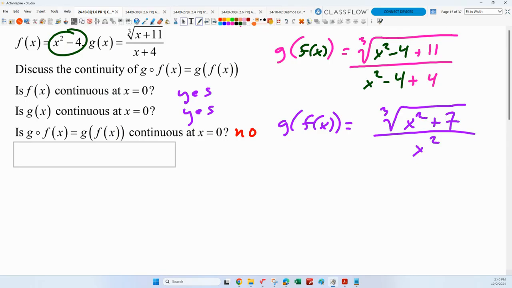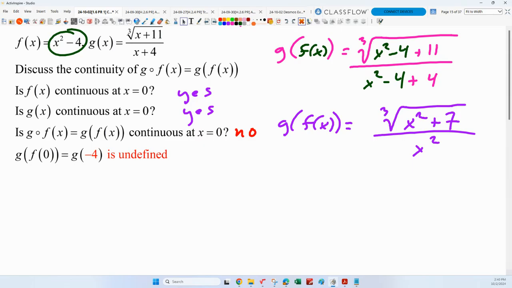There's a reason for that, and here's the technical reason. g of f of 0 is equal to g of f of 0. What is f of 0? f of 0, you could have told me, is negative 4. g of negative 4 is a problem. So the output of the interior function becomes the input of the outside function, and that caused an issue.